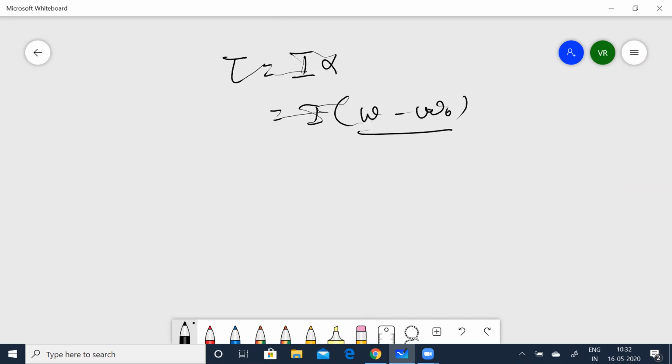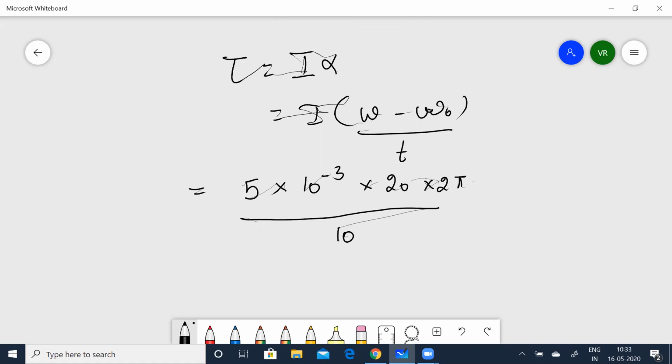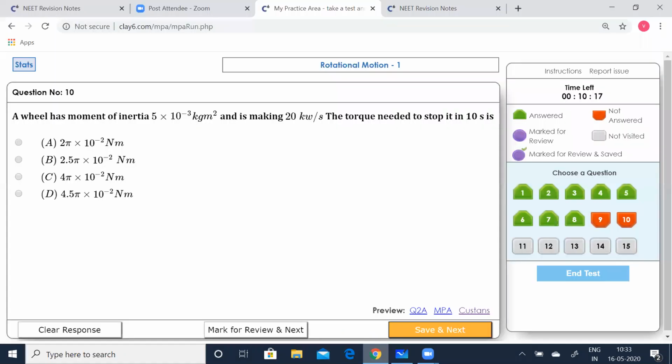Now you know torque tau is equal to I alpha, where alpha is nothing but omega minus omega 0 by t. Having known all the values, it's just going to be mere substitution. 5 times 10 to the power of minus 3 into 20 into 2 pi divided by 10. So that gives you 2 pi into 10 to the power of minus 2 Newton meter. Yeah. Option A is correct. Save that. Go to the next.